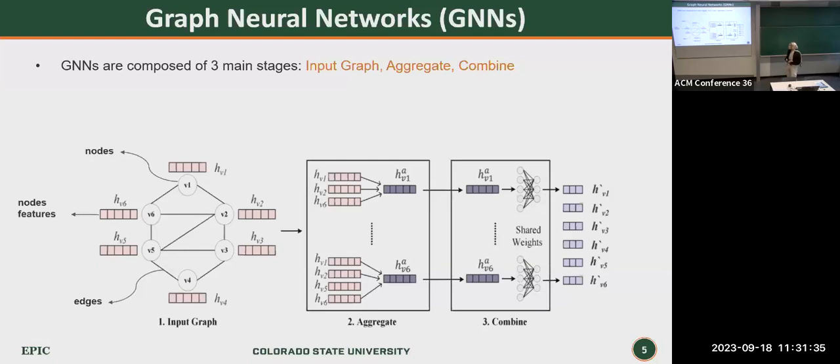Then the aggregate stage mainly wants to take each node and all of its neighbor nodes, take all these feature vectors, and reduce them to a single feature vector. And we can do that using reduce functions such as summation, mean, or maximum. And then the combine stage just performs a linear transformation, which is usually followed by a nonlinear activation function.